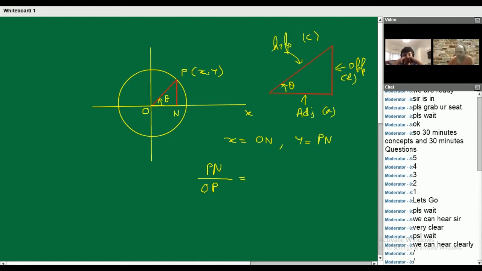So I'm just trying to quickly discuss these trigonometric ratios. How should you remember this? First of all, I'm writing sine theta. Sine theta is nothing but the ratio between opposite and hypotenuse, that is b to c. Okay. Yes. So what about cos theta? That is cos theta.